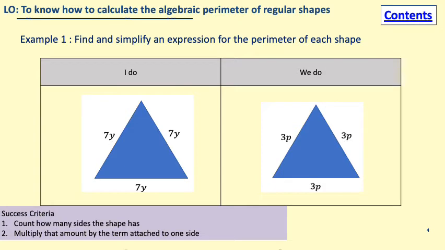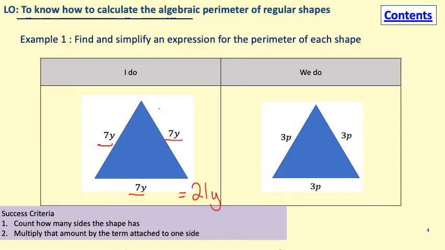So first of all, we have to find and simplify an expression for the perimeter of each of these shapes. Remember it's regular, and we can see that it's regular because we've got 7y here, 7y here, and 7y here. So this triangle has all sides the exact same. So we've got 3 lots of 7y. What we could do first of all is say we've got 7y plus 7y plus 7y. If we add them all up, we get 21y.